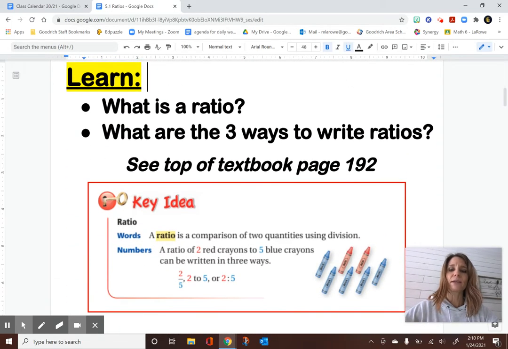So, what exactly is a ratio? Well, our textbook is our resource that we're going to use to define this. And then, what are the different ways that ratios can be written? We'll pause the video while you look at the top of page 192 to answer those two questions.